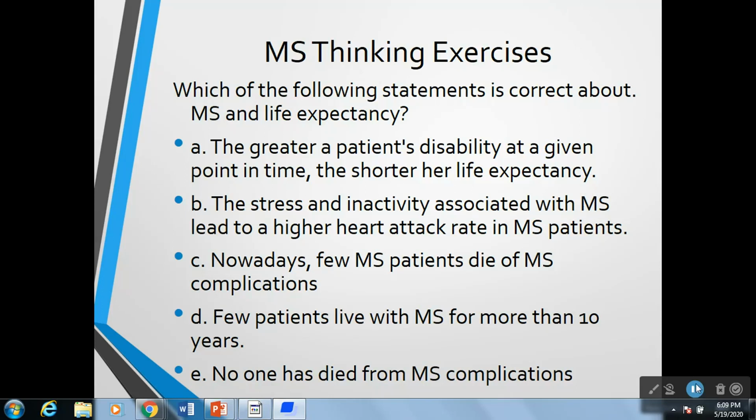The answer is C, few MS patients die of complications. With all the advanced technology and research out there, MS patients are living a lot longer than they used to.